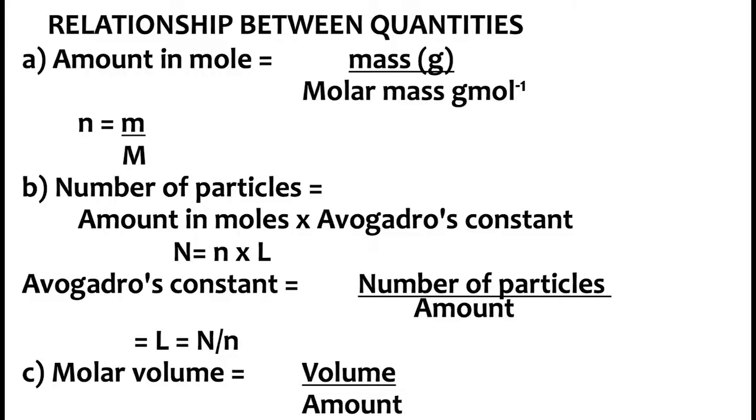So number of particles is equal to amount in moles times Avogadro's constant, where your number of particles is capital letter N and is equal to amount, which is small letter n, times L, which is Avogadro's constant. Avogadro's constant is obtained by number of particles over amount. It's just an interchange and making subject of the formula from the formula that we have mentioned previously. Then of course we have molar volume, which is volume over amount.